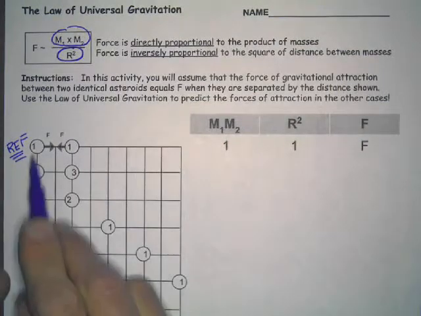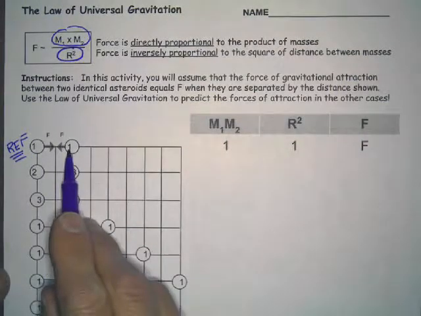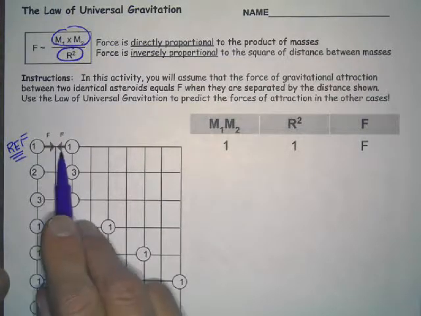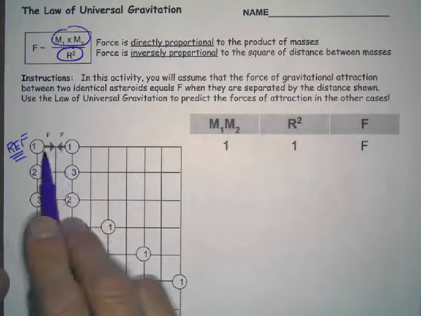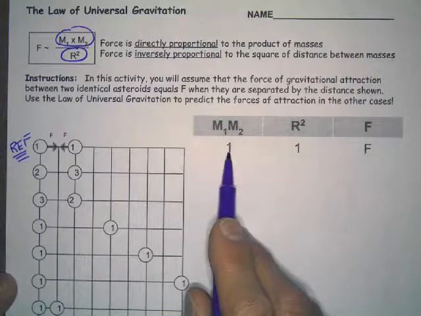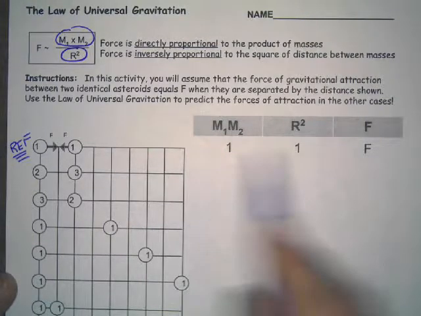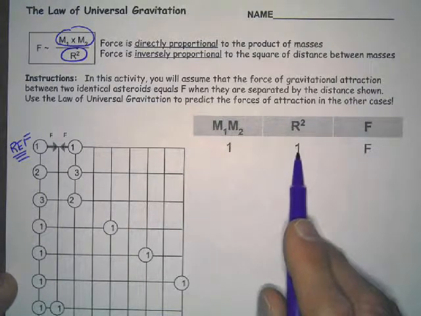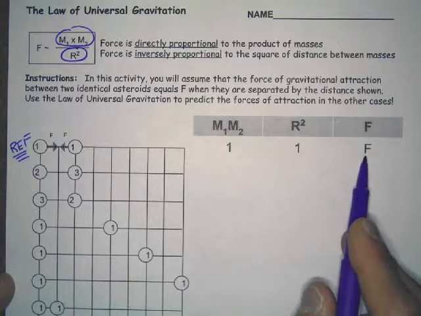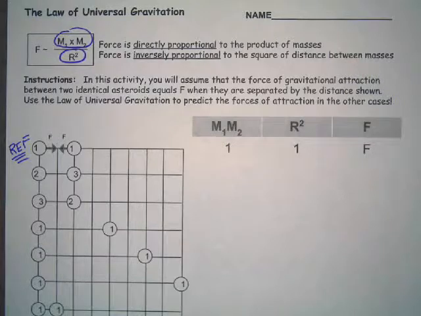So if you have asteroids with masses 1 and 1 separated by this distance, then they're going to attract each other with a force F and F. Remember, these forces are equal and opposite. So this reference case basically is going to be, the product of masses is 1. We're going to say that the distance squared is 1, and the force is going to be equal to F.